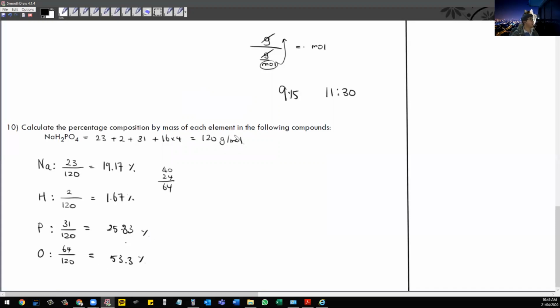That's it. That's the percentage composition. So question 10BC, I'll leave that to you. These questions here, you can do the same and just check the answer at the back. We'll move on to, so nothing difficult about question 10 there.